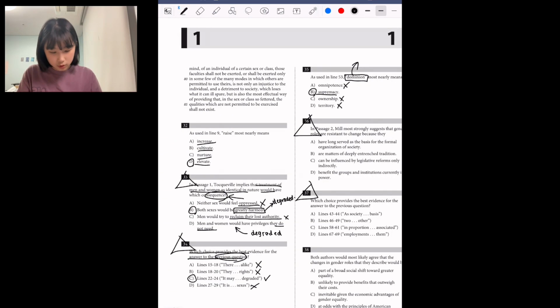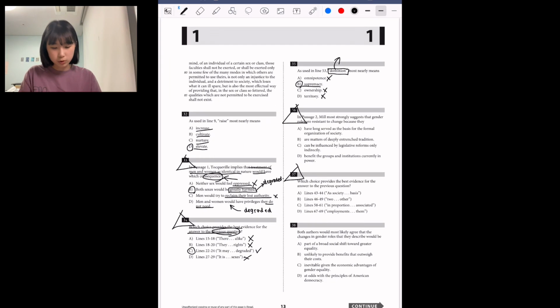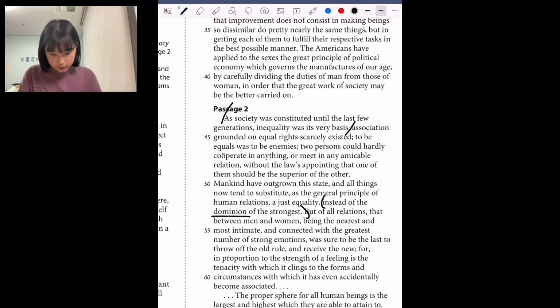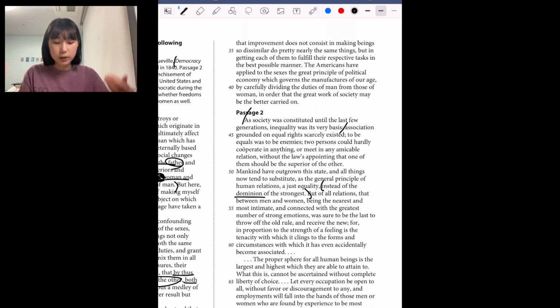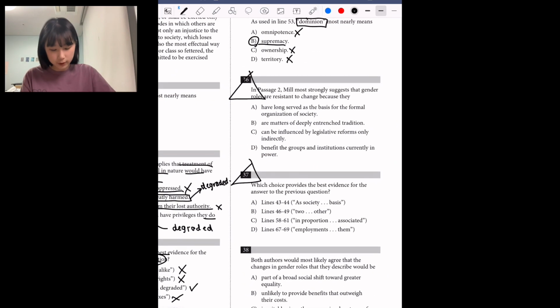And does it show us why Mill strongly suggests that gender roles are resistant to change? Well, let's see. No, it just says that inequality was its very basis. Again, it just states the obvious fact that the question does imply, but it doesn't give us a direct answer to why it is the case. So we're going to take A off here.